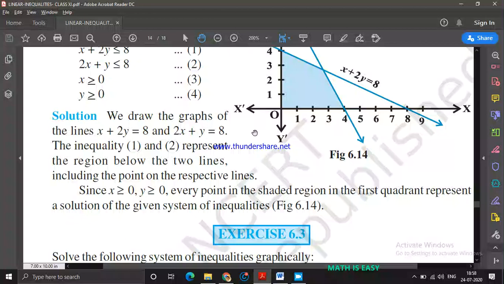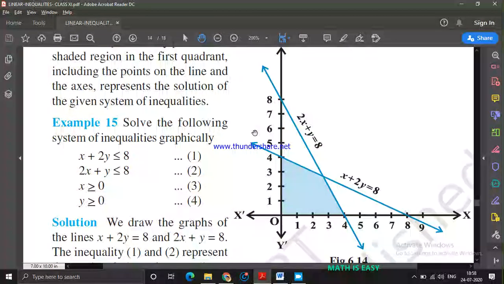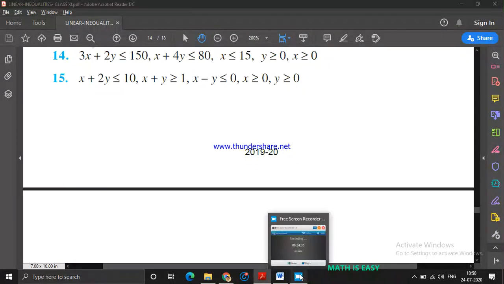Next class we'll see 2 linear equations, or 2 or 3 or 4, as many equations as you have. You can have 5 equations, and you can still find the common solution for everything. Okay, so complete till 6.2.